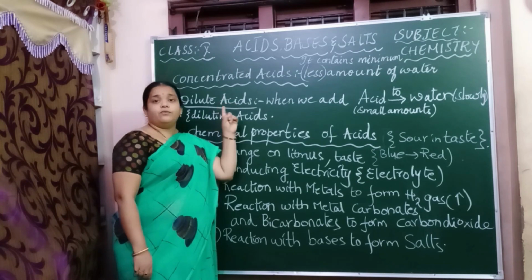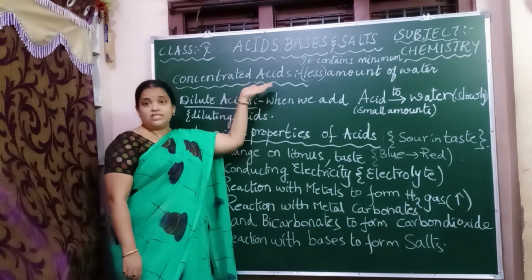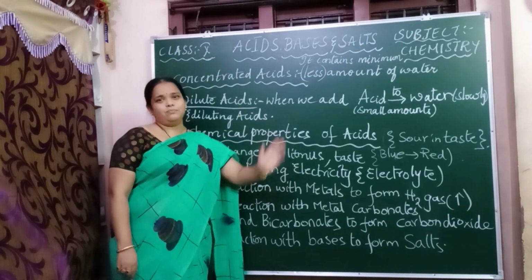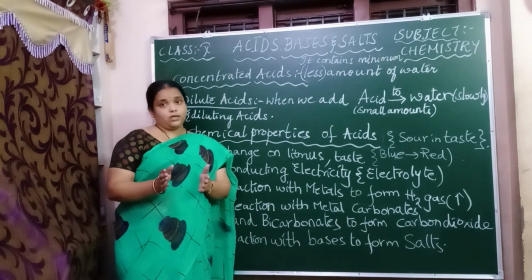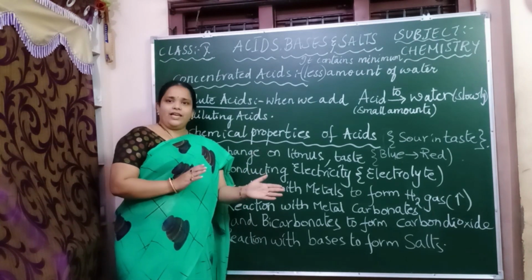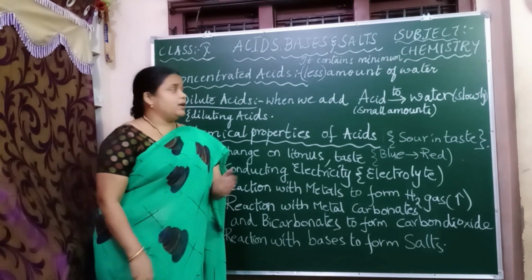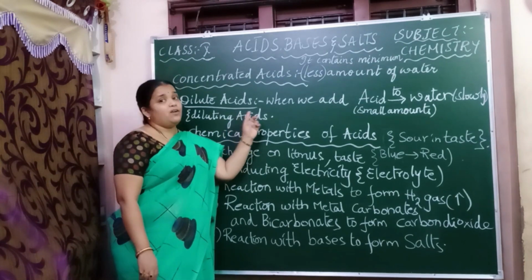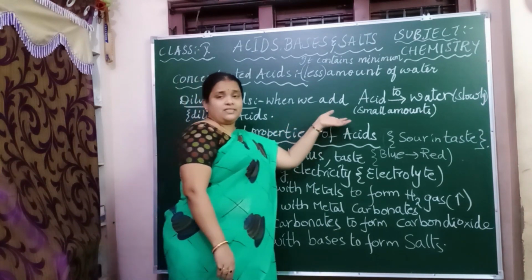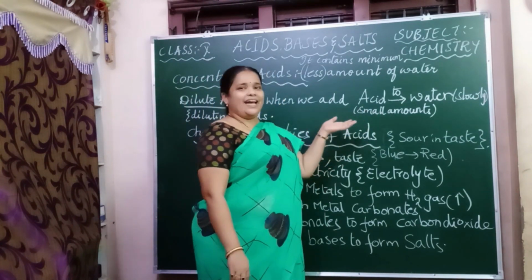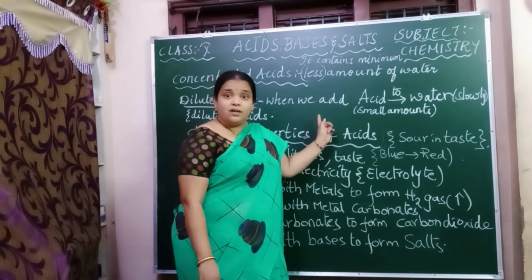Next, we have diluted acids. Diluted acids are made from concentrated acids by diluting them in different mediums, either in aqueous medium, that is with water, or in alcoholic medium by adding water. That depends upon the acidic substance. Now we are going to see how we can make these dilute acids. When we add a small amount of acid to water, we get diluted acids. But this reaction is highly exothermic in nature.